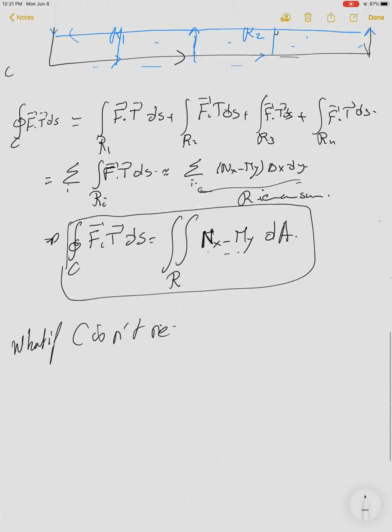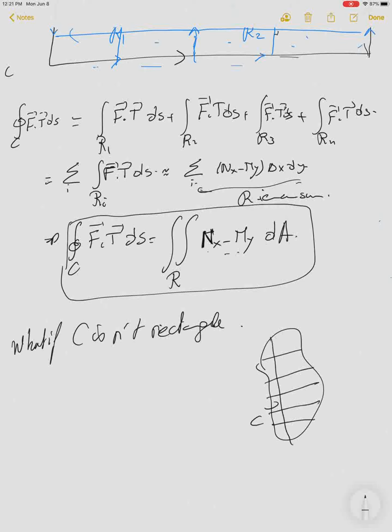This will be a bit more complicated, but the same formula holds. So let's say C is this shape. Then for the rigorous proof, you have to divide this into rectangles again. This is not as simple here, the proof is a bit more complicated. But now these are not rectangles, so I redivide these into smaller rectangles. And then at the limit you get the integral over C of F dot T ds is equal to the double integral.